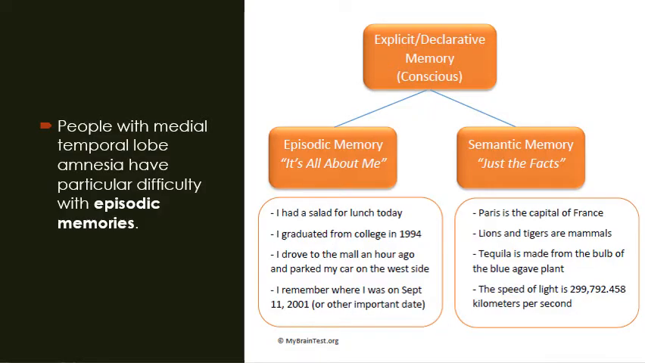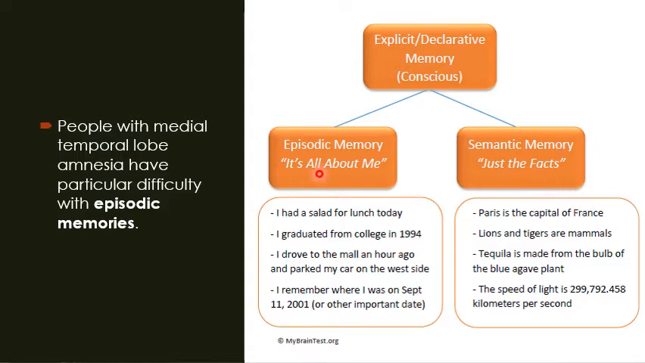This is another example to further elucidate what is meant by medial temporal lobe amnesia. Again, people with this condition have particular difficulty with episodic memories. Explicit memories have components called episodic and semantic memory. When we say semantic memory, we mean facts. Examples: Paris is the capital of France, lions and tigers are mammals, Mount Everest is the highest peak on Earth, and so on.